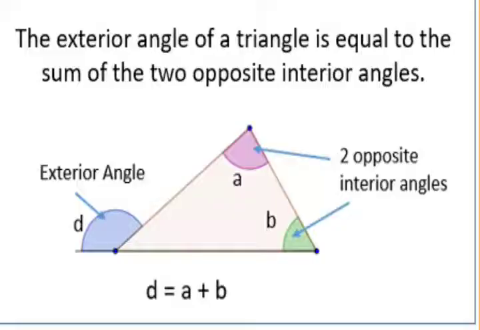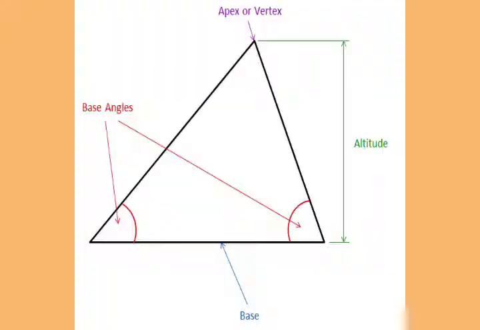Next is the exterior angles. When any side of a triangle is produced, the angle so formed outside the triangle and at its vertex is called its exterior angle. So in the triangle shown on the screen, angle D is the exterior angle. Exterior angle of a triangle is always equal to the sum of its two interior opposite angles. So from the figure we can say that angle D is equal to angle A plus angle B. Clear? So now let's solve some questions related to the topic.